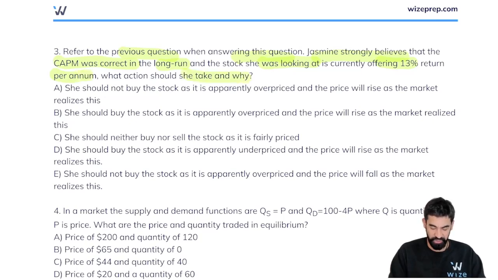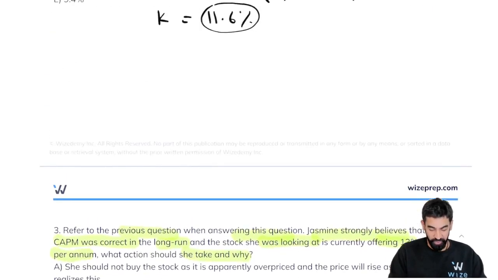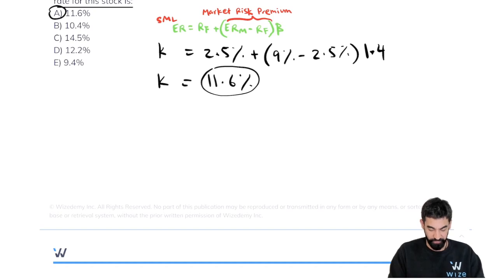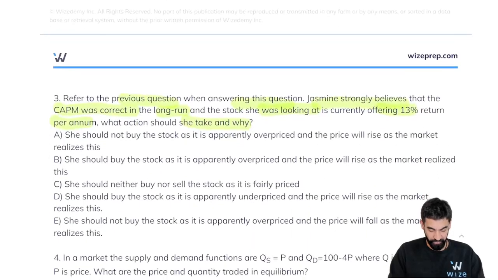What action should she take and why? So the CAPM is basically the correct price or the correct return. That's what it should be according to this. So the K is basically 11.6. That's the required rate of return. That's what it should be paying. But right now it's currently offering 13%.